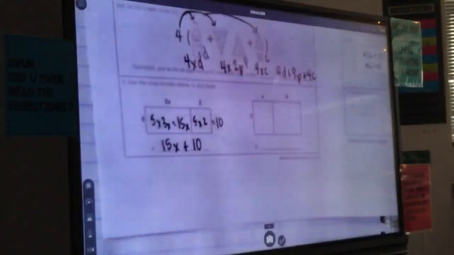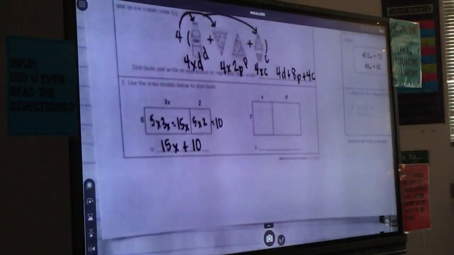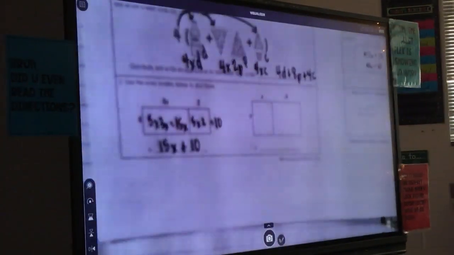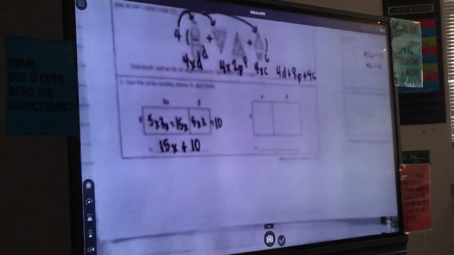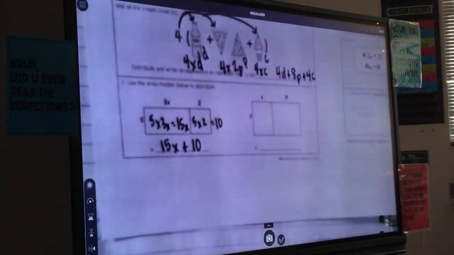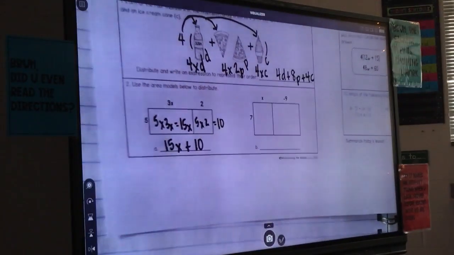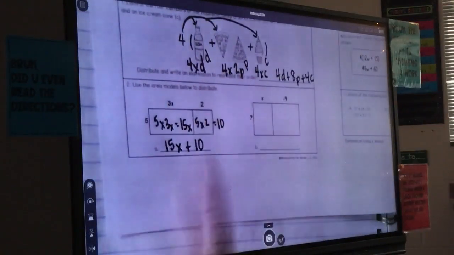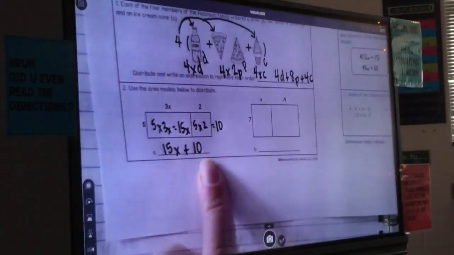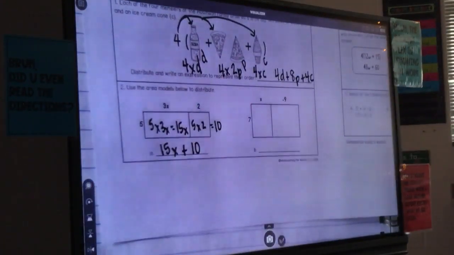And how do I know it's a positive 10? Like, how do I know it's plus 10? Because there's no negative sign. So there's no negative sign, so I know that this is a positive 10. Does that make sense? All right, the next one.